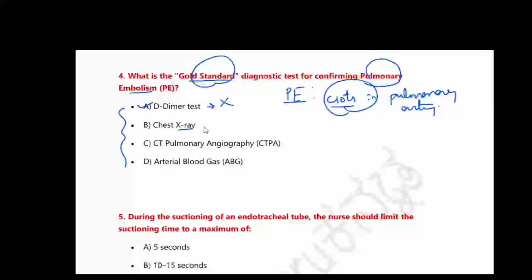Then the last option is CT pulmonary angiography. This is the correct answer. CT pulmonary angiography. Here the technician will insert a catheter and will detect the presence of a clot in the pulmonary artery. That is the gold standard diagnostic test for pulmonary embolism.